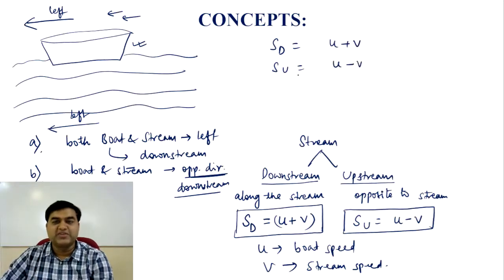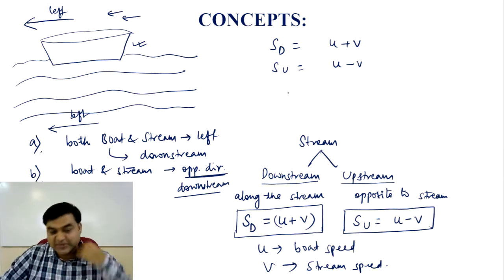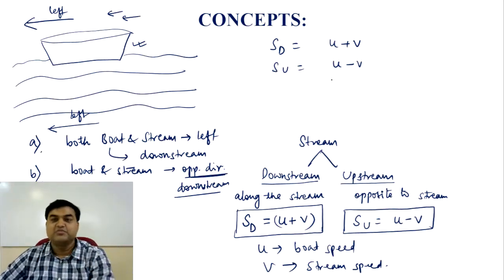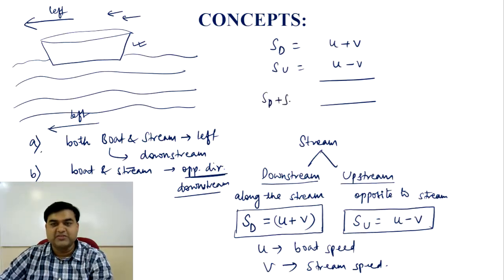In certain questions, you will be given the speed of downstream and speed of boat in upstream, and they will ask you what is the speed of the boat, or what is the speed of stream. So how will we find out? If you can see the property, you use this. If you add these two, downstream plus upstream, what will we get? SD plus SU, what do you get? You get 2U and the V's get cancelled.